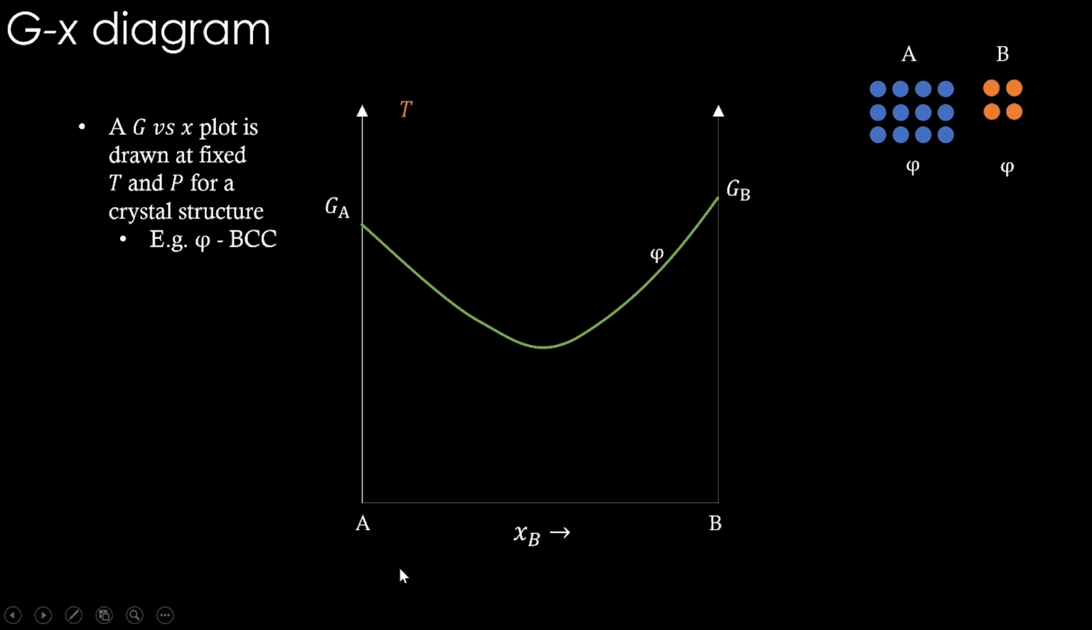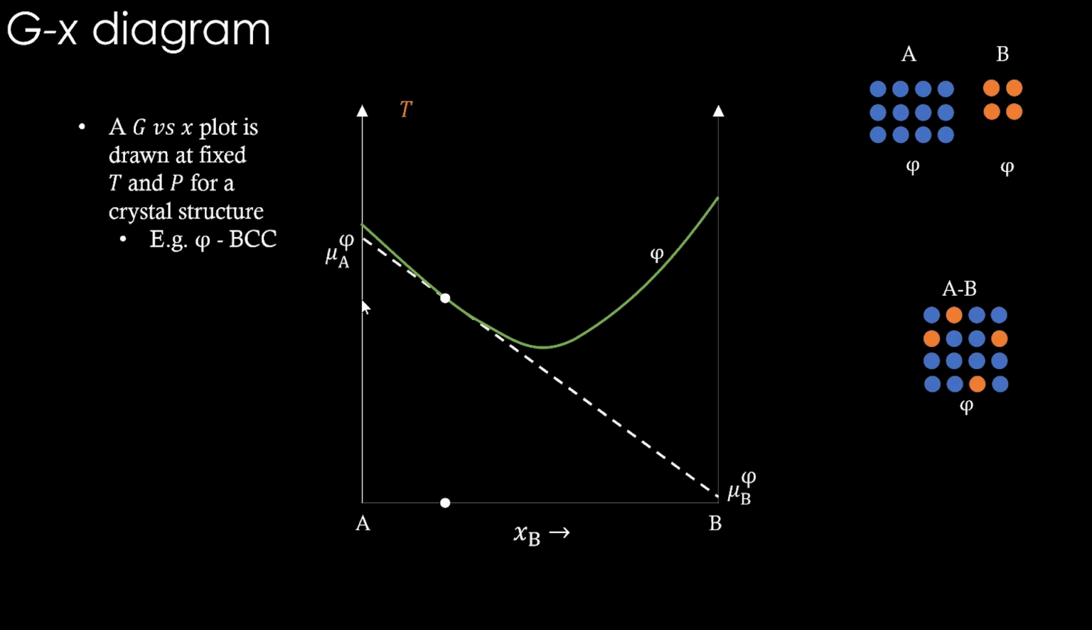So this is a binary system AB. Take this A and B, two different elements. Both are in phi structure, meaning both are BCC. And once they form the solution, that is also in BCC structure. So in this case, if you take any composition like this, about 25% of B, what will be the Gibbs energy? You can directly read it from here. This is the Gibbs energy value of phi at this composition.